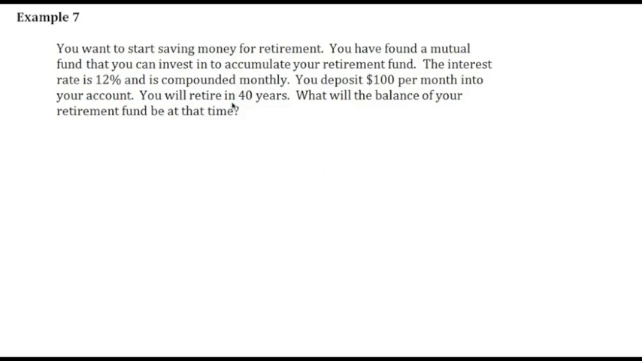Now let's look at an application problem for the geometric sequences series. It says you want to start saving money for retirement. You have found a mutual fund that you can invest in to accumulate your retirement fund. The interest rate is 12% and is compounded monthly. You deposit $100 per month into your account. You will retire in 40 years. What will the balance of your retirement fund be at that time?